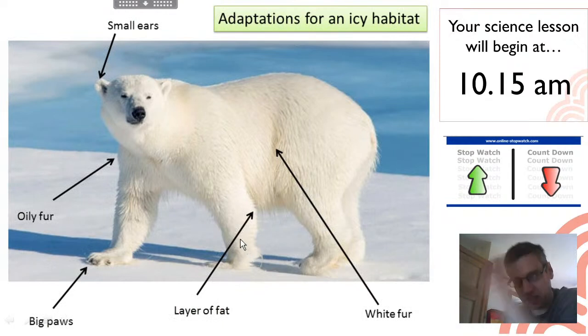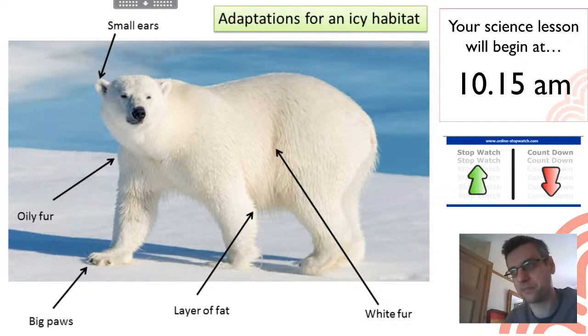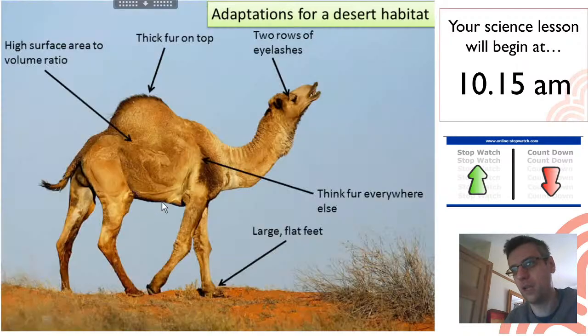We looked at adaptations, features which help an animal survive in its habitat. Like a polar bear has small ears to reduce heat loss. A camel has a large surface area to help with heat loss, so it doesn't sweat so much, it doesn't want to lose water through sweating, so it loses heat through its skin, and a large surface area helps with that.